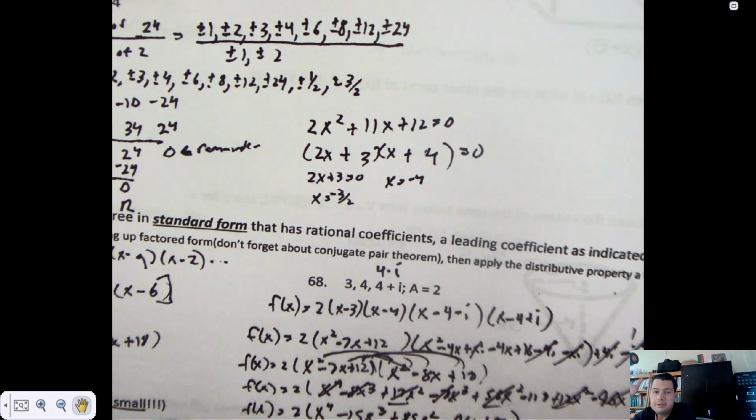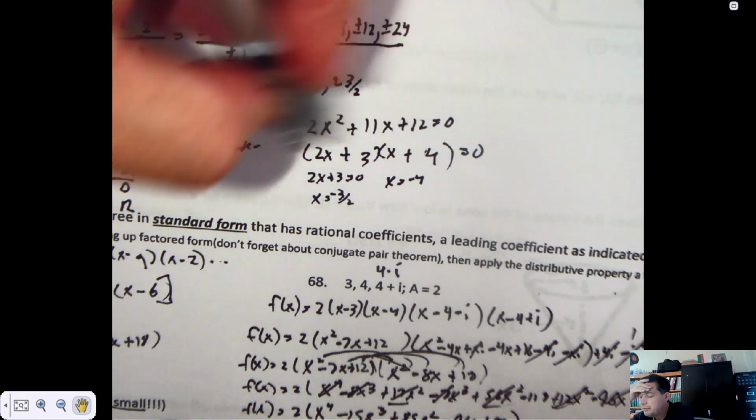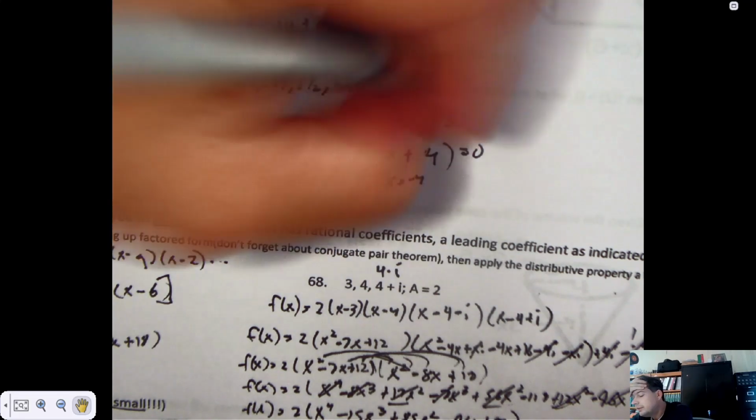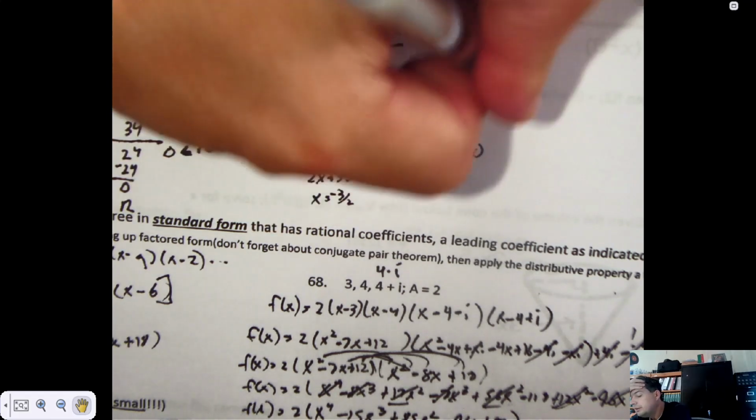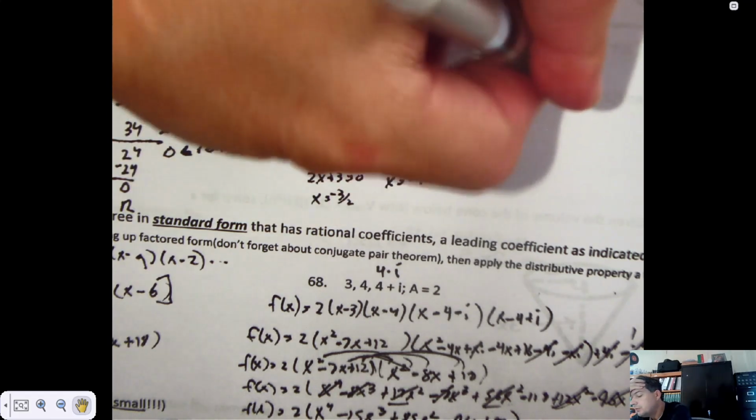All right, so all the zeros have been found. The problem talks about factoring it. I'm going to write down the two factors I have already written. I have written 2x plus 3 and x plus 4. And then I'm going to glance over here.